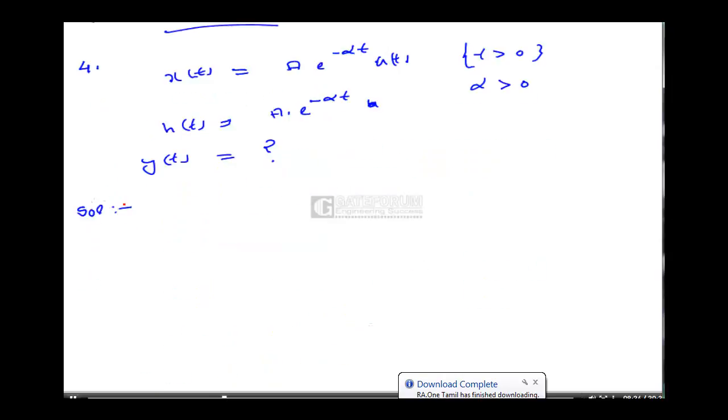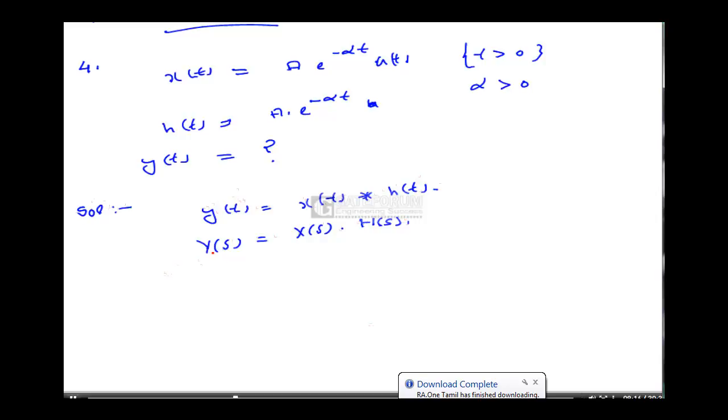How to find that? Now see, we have to find yt. Finding yt is easier once we know that yt is nothing but a convolution of xt convolved with ht. Either we can find it using convolution, or we can take the Laplace transform of xt and ht. Then my ys will be xs into hs. So there are two methods. Either method we can use to find the output yt.